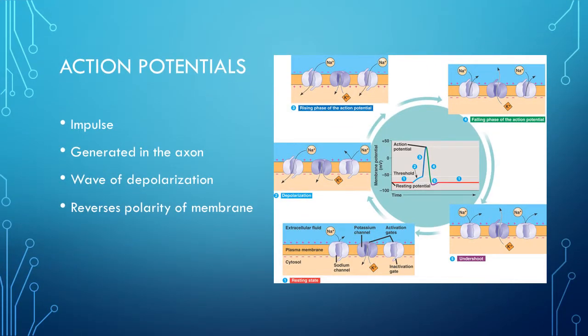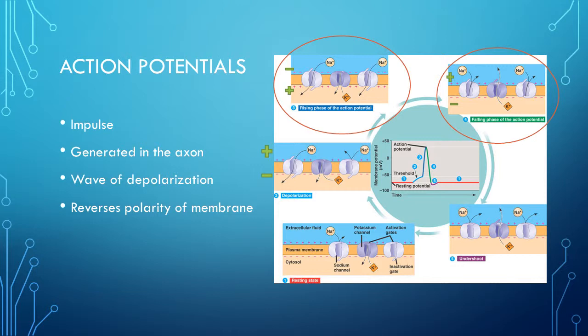Now let's talk about the star of the show, action potentials. These are an impulse that are generated in the axon and consist of a wave of depolarization. Action potentials are going to reverse the polarity of a membrane. What I mean by this is that the charges of the intracellular and extracellular fluid are going to reverse. So, if you look at the diagram, the cytosol starts off negative. But during the rising phase of the action potential, it becomes positive. Then, when the potassium channel reopens and the sodium channel closes, the cytosol returns to a negative charge.